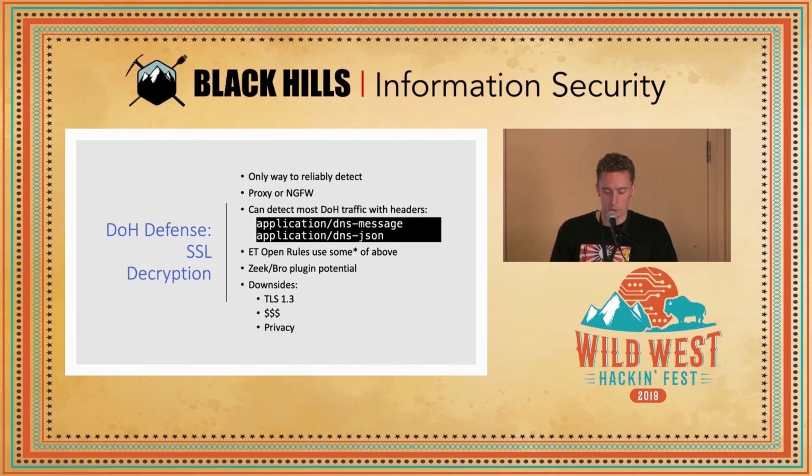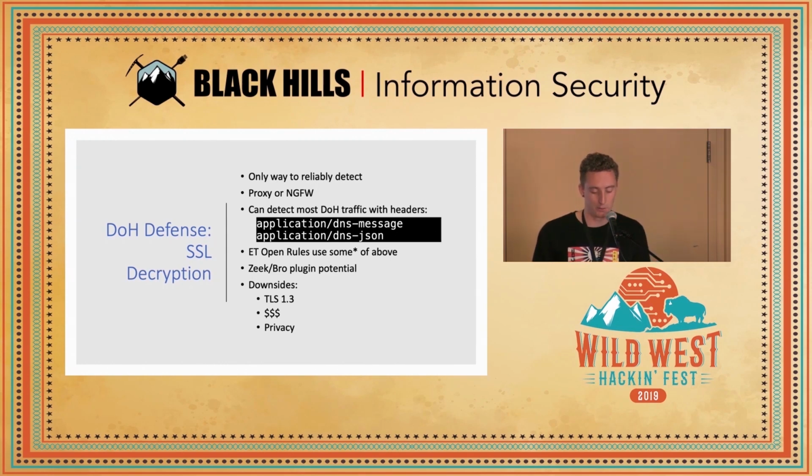I actually just pushed an email out to the Emerging Threats mailing list last night that has rules to detect this, so maybe in a couple weeks that will be available and you'll start seeing logs for that. There's some really cool plugin potential here for anyone who does Zeek development. If Zeek sees those headers, then you could pretty much parse the HTTP payload and parse out what the domain request is, parse out what the response is, and be able to log that so defenders get that logging ability back.